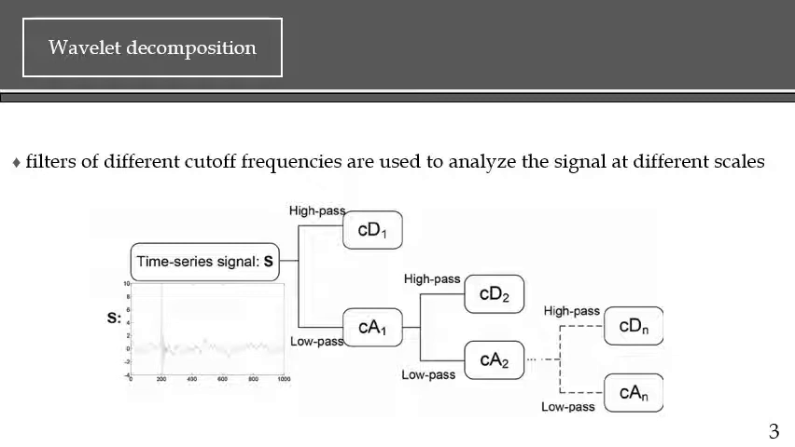In the wavelet decomposition, filters of different cutoff frequencies are used to analyze the signal at different scales. So the process consists of a number of successive filtering steps in which the time series is decomposed into approximation CA, which represents the low frequencies, and several details components, CD1, CD2, etc., which represent the high frequencies.